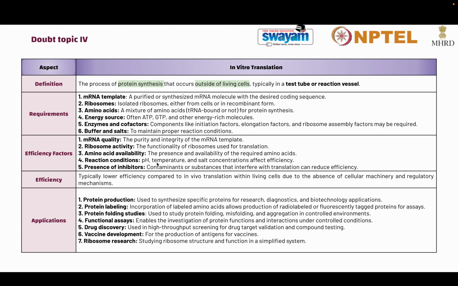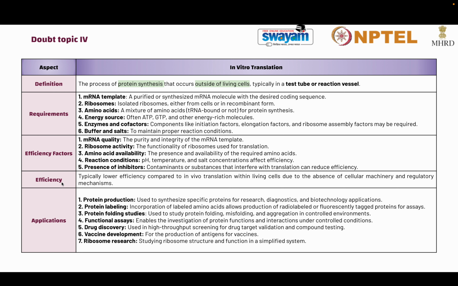Then comes reaction conditions. You have to maintain pH, temperature, and salt concentrations because if you disturb them, it can affect the efficiency of this in vitro translation. Then presence of inhibitors. There are certain contaminants or substances which can interfere with the translation process and reduce the efficiency. So all those factors you must check to ensure the efficiency of in vitro translation.